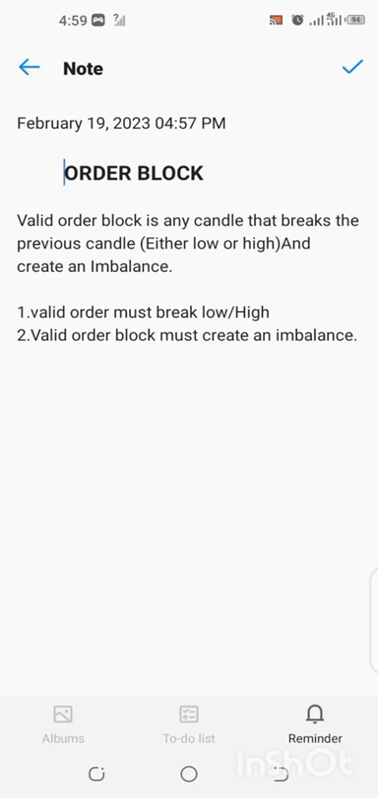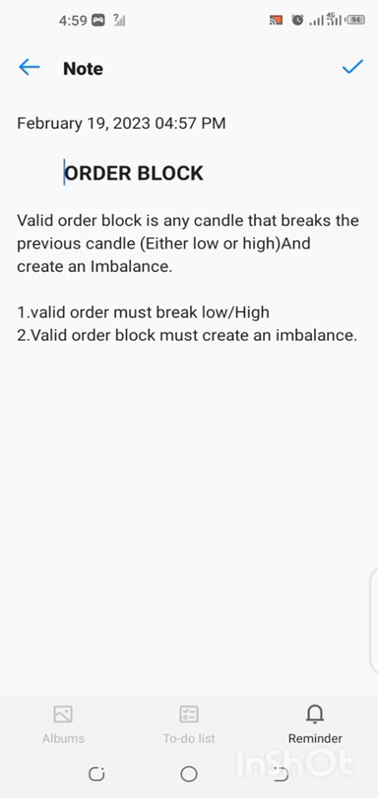This is how you can identify and mark a valid order block. A valid order block is any candle that breaks the previous candle's low or high and creates an imbalance. There are two features you should look out for. First, a valid order block must break a high or a low. Second, a valid order block must create an imbalance.